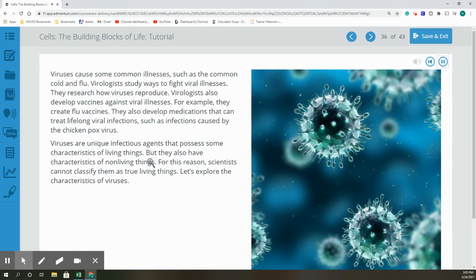Viruses are unique infectious agents that possess some characteristics of living things, but they also have characteristics of non-living things. For this reason, scientists cannot classify them as true living things. Let's explore the characteristics of viruses.